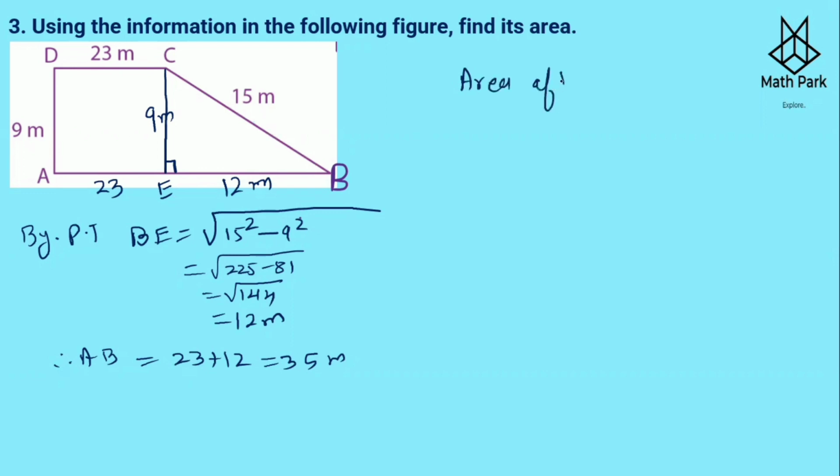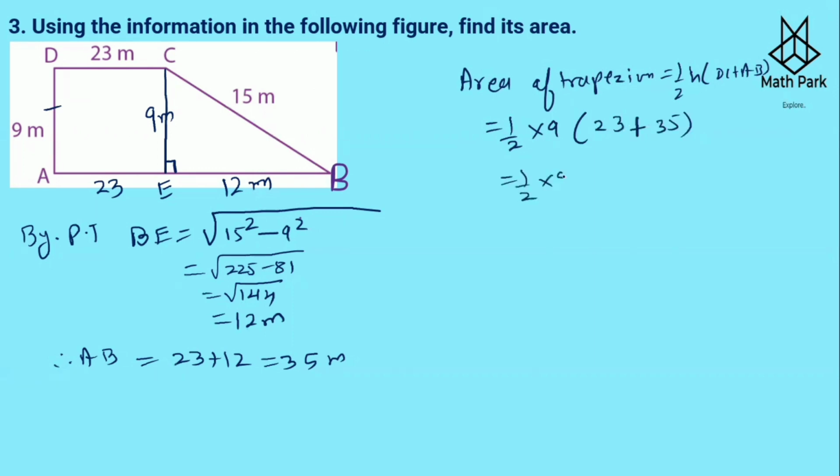So area of trapezium, we know it is half h in bracket sum of parallel sides, which is DC plus AB. And the height is this 9 meter. So let us put that. So half into height, which is 9, into sum of parallel sides, which is 23 plus 35. So which is half times 9.